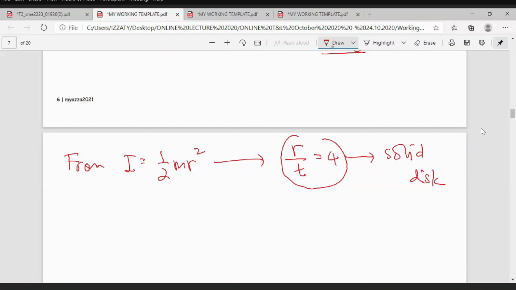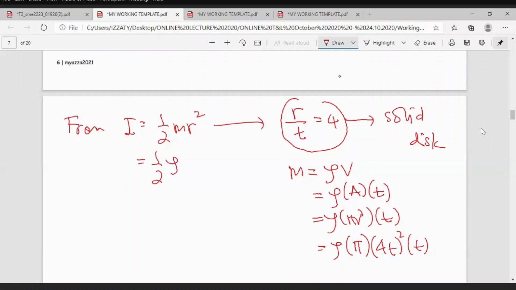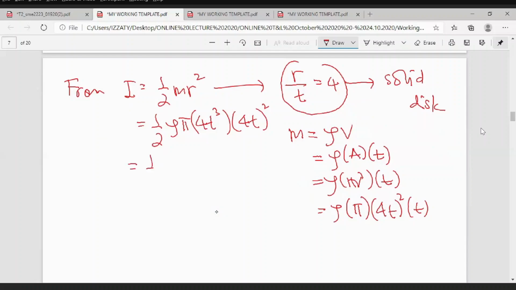Now you have R here, you have M. So you put M here is equal to rho V. And you open up V, the volume will be the area multiplied by the thickness. Again, you open up the area, which will be pi r squared by T. Then you start to simplify R. R is 4T, so you have 4T power of 2 by T. Then you put it here is equal to half M, rho pi. This one is 4T cubed, isn't it? Then you multiply by this R, another 4T square. So that will give you half rho pi 16.